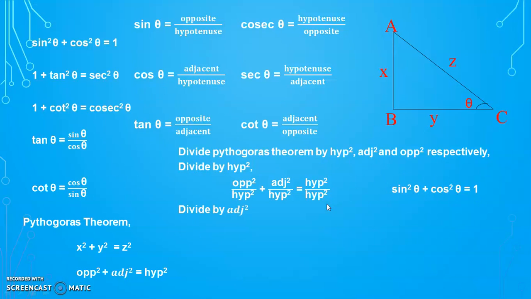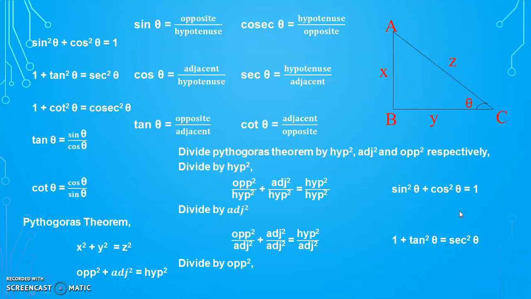Next we will divide by adjacent square. We will get opposite square by adjacent square plus adjacent square by adjacent square is equal to hypotenuse square by adjacent square. Adjacent square by adjacent square is equal to 1, opposite by adjacent is tan theta, so tan square theta here, and hypotenuse by adjacent is secant theta, so secant square theta is here.